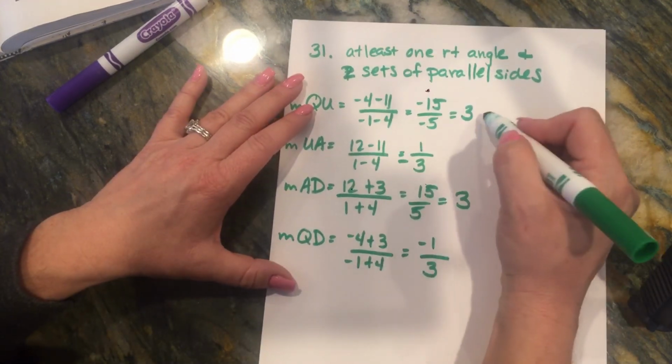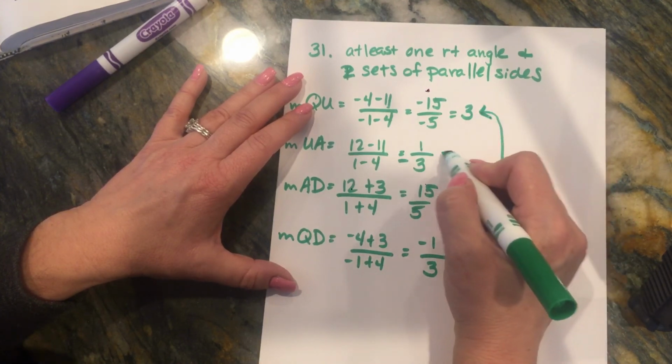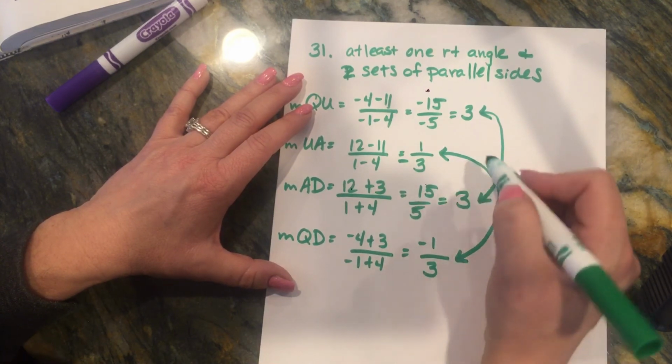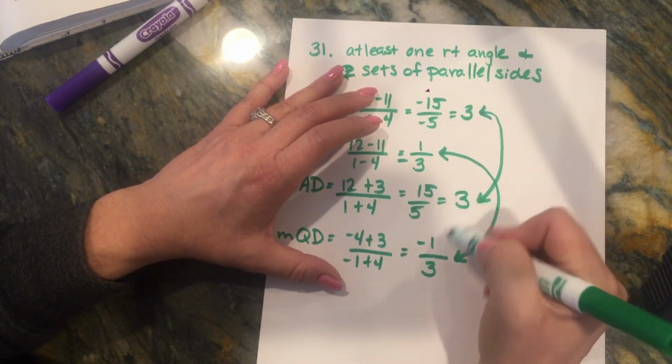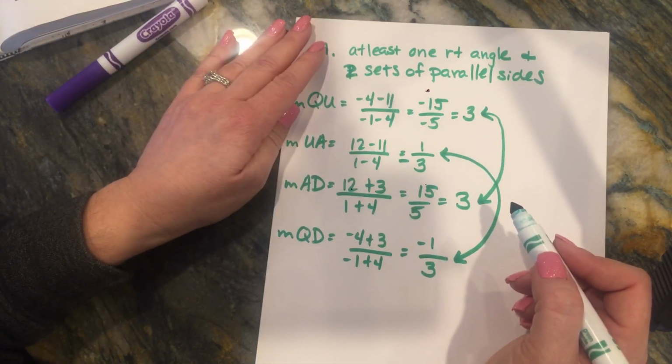Hey, look at that. We've got a set of parallel right here and another set of parallel right here. And then these guys are perpendicular. These are opposite reciprocals. These are opposite reciprocals. These are opposite reciprocals. So we have a rectangle. Okay, that was 31.